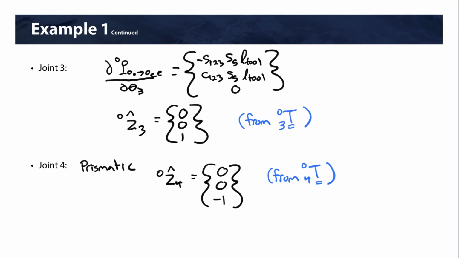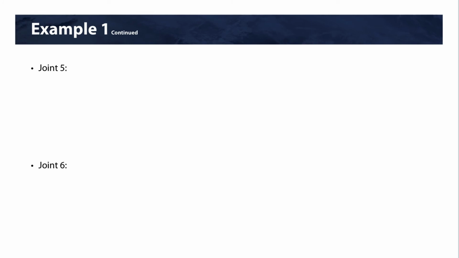The rest are also revolute joints, so we're going to use the same formula as we did here, except for a different joint. So let's just finish that quickly here. So for joint 5, it's going to be the partial derivative of our position vector with respect to theta 5 now. If you go do that, you're going to get C123 C5L tool. You're going to get S123 C5L tool, and you're going to get S5L tool.